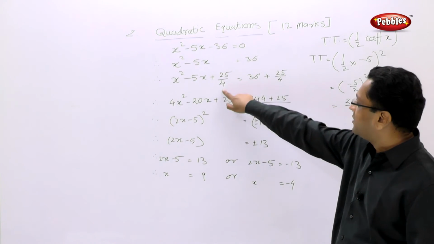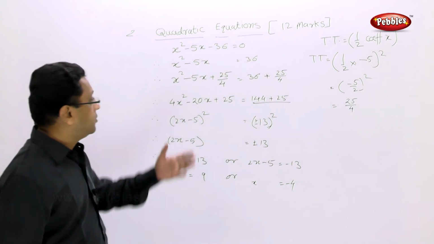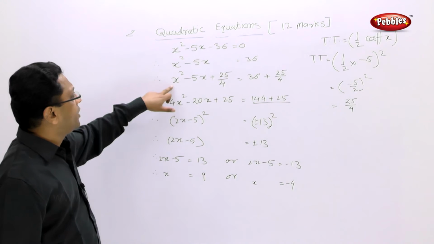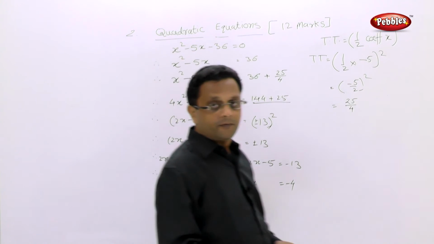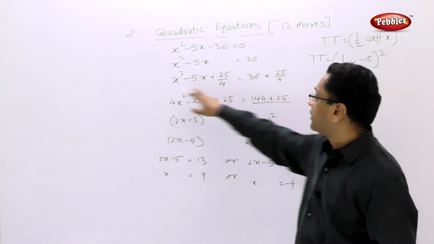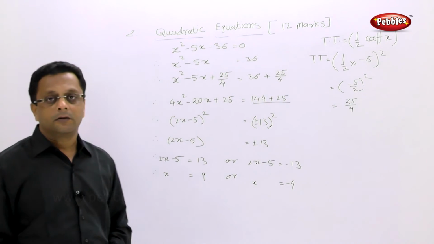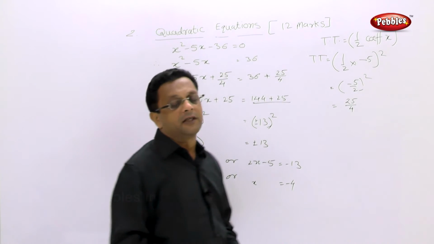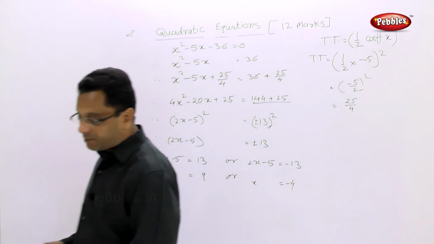See, whenever you get such denominators, of course, either you can write this as a complete square of (x minus 5 by 2) bracket square, or you eliminate this 4 from the denominator by multiplying the whole equation by 4 and then do the calculations. By both the ways you will get the same answer. There is no problem. Okay, let us do one more example.